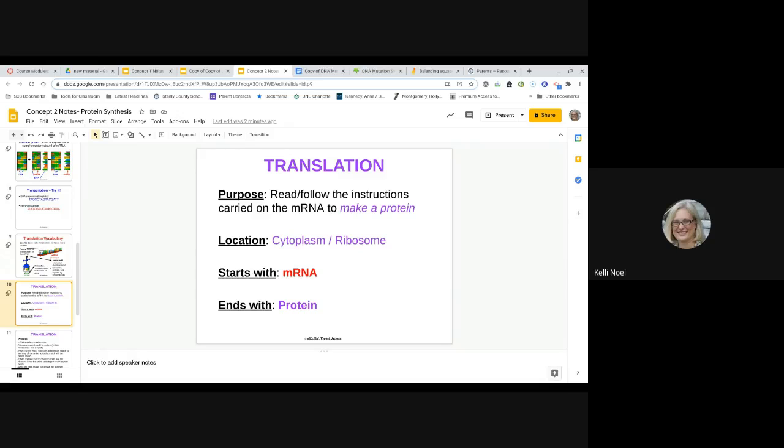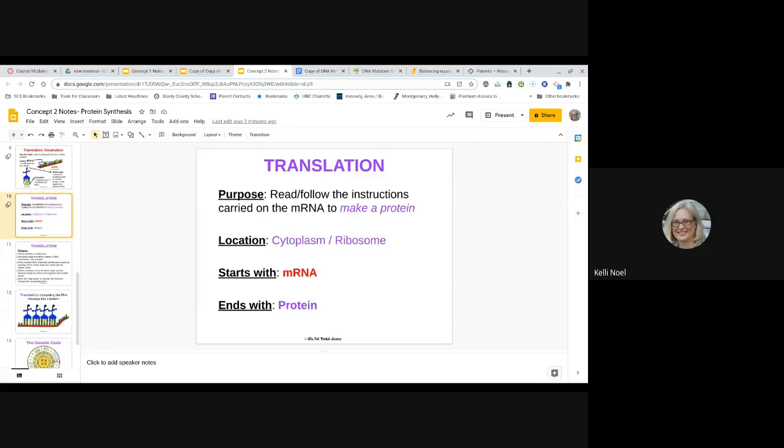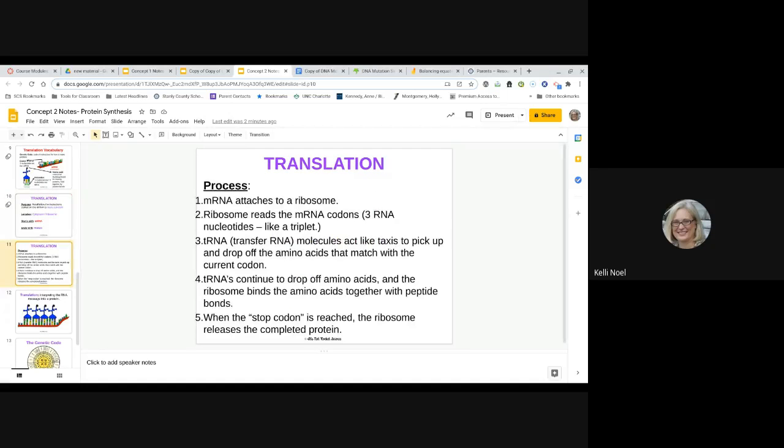All right, now we're going to look at the process, the step-by-step process here. It's going to start with the messenger RNA. It will attach, so the first blank is attach to a ribosome. Second blank, ribosome. The ribosome is going to read, number 2, the first blank is reads, the mRNA. The second blank in number 2 is codons. Remember, that's 3 RNA nucleotides grouped together.